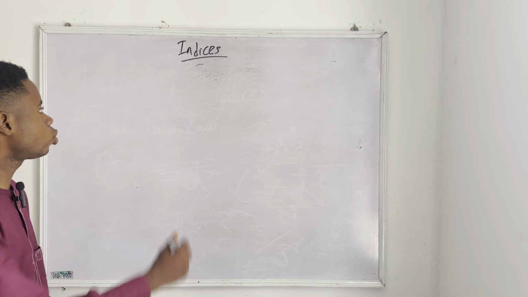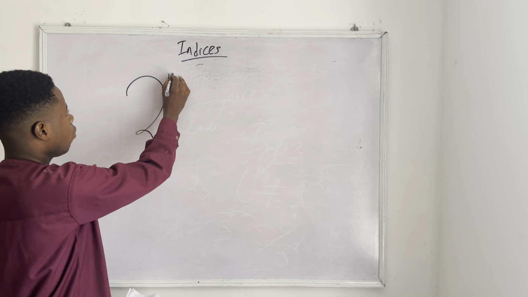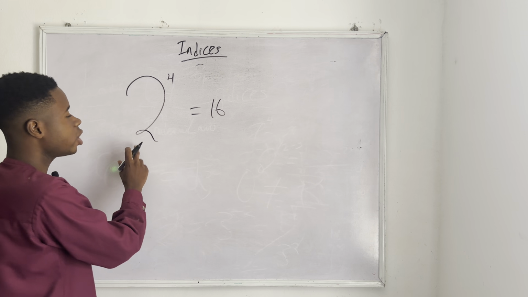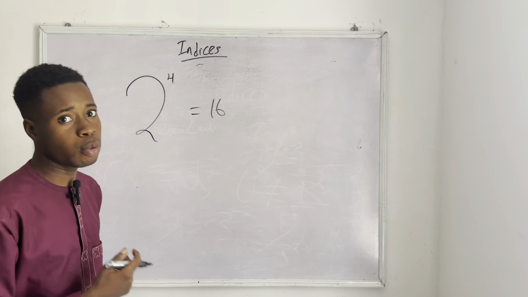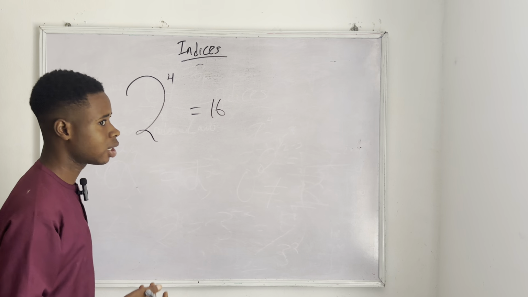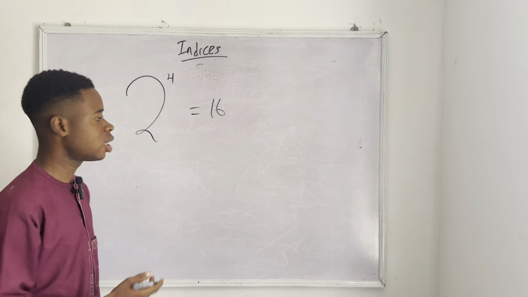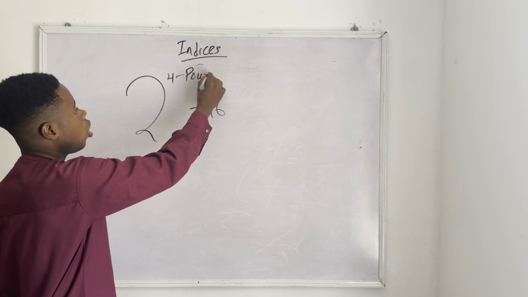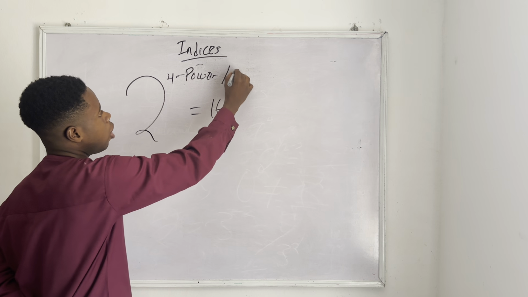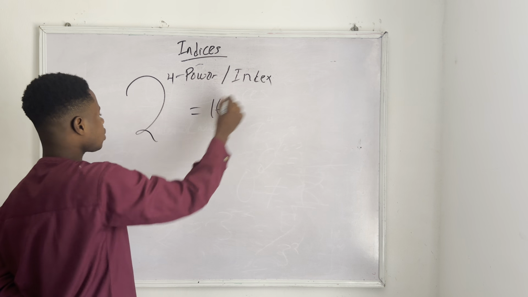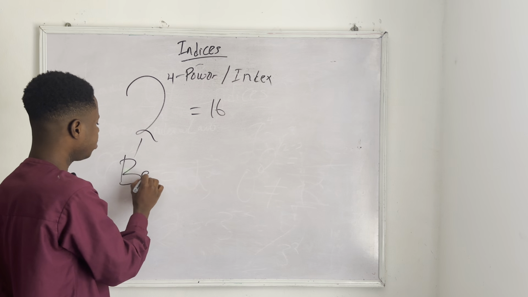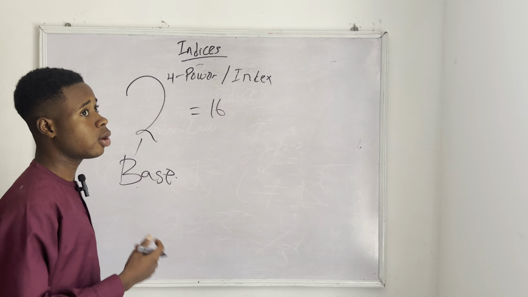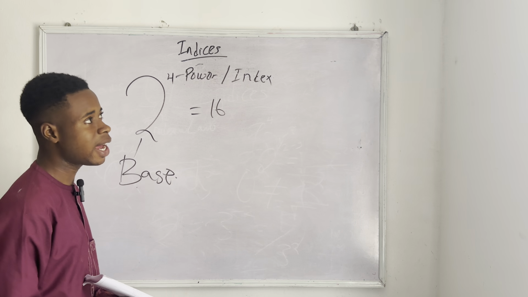Take, for example, if I have 2 raised to the power of 4. Of course, you know this is 16. So this 2 raised to the power of 4 is an example of an indices expression. Now, for every indices expression, we have a base and a power. This is the power or the index, and this is the base. So indices will tell us how many times a number is being used to multiply itself.